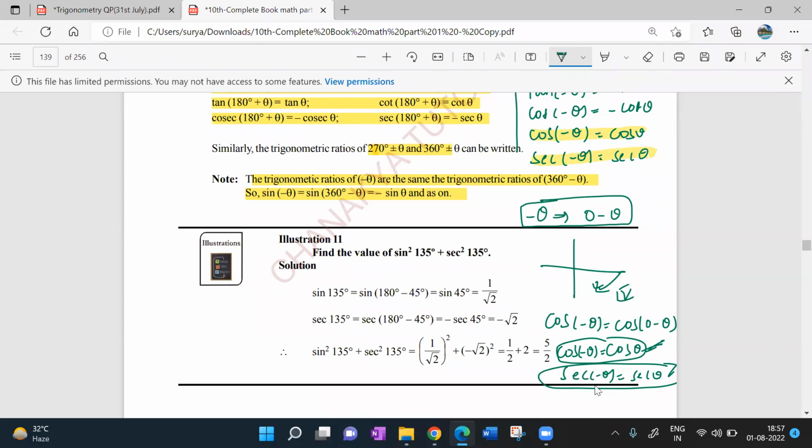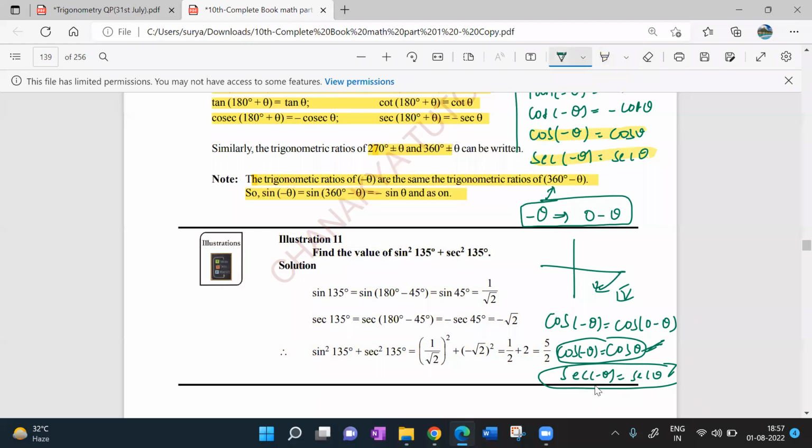Look at it. The trigonometric ratios of negative theta are the same as the trigonometric ratios of 360 minus theta. Sine of minus theta is sine of 360 minus theta, and so on. So he has given the 360 minus theta angle, but I have explained it using 0 minus theta. 0 minus theta is very easy to understand. Going with 360 minus theta is also easily understandable, but you can go with anything.